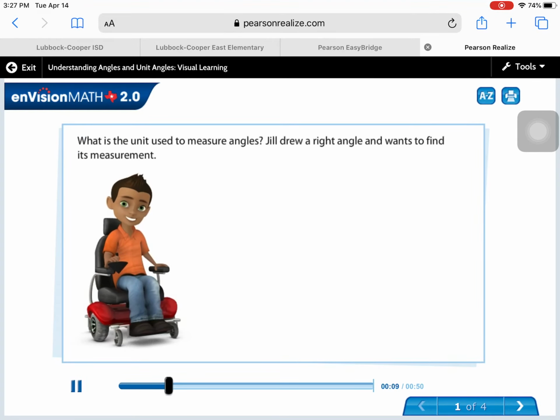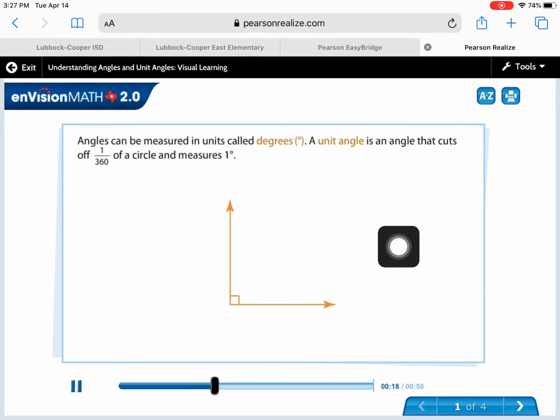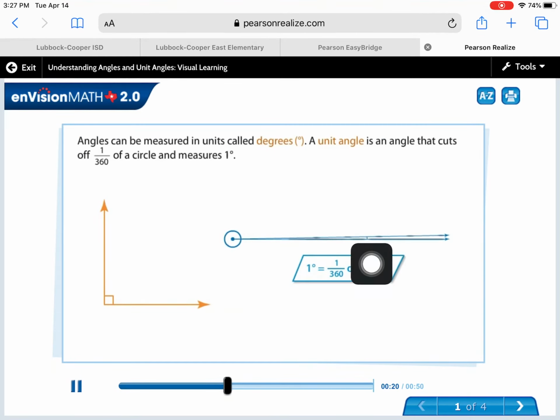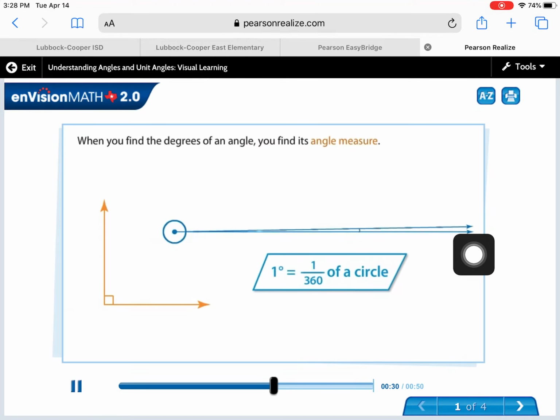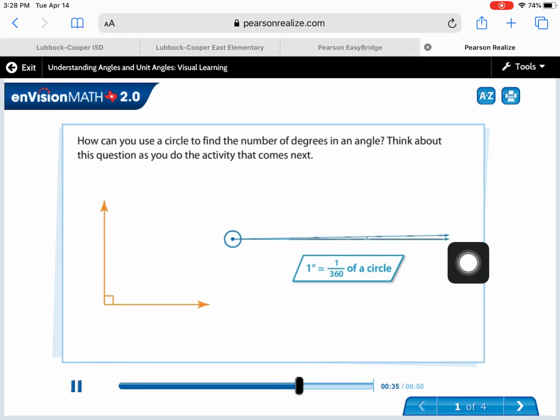What is the unit used to measure angles? Jill drew a right angle and wants to find its measurement. Angles can be measured in units called degrees. A unit angle is an angle that cuts off 1/360th of a circle and measures 1 degree. When you find the degrees of an angle, you find its angle measure. How can you use a circle to find the number of degrees in an angle? Think about this question as you do the activity that comes next.